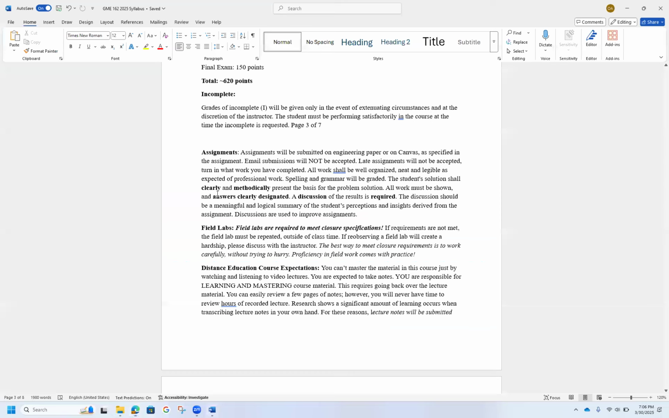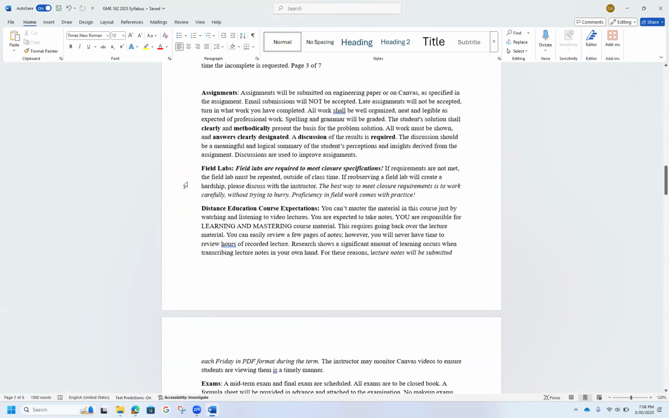Again, field labs are required to meet closure specifications. If your requirements are not met, the field lab must be repeated. Sorry, I'm over here dyslexic. Again, you're not going to go to a job site, run a traverse, and go, oh man, I closed one in 2000. That's a horrible closure. We have to redo that, right? We're not just going to let that be okay and move on with our day. We have to redo that because we need to be within one in 10,000 minimum. Same thing with vertical tolerances: if we don't meet that class 3 minimum, then we have to redo our level loop, right?